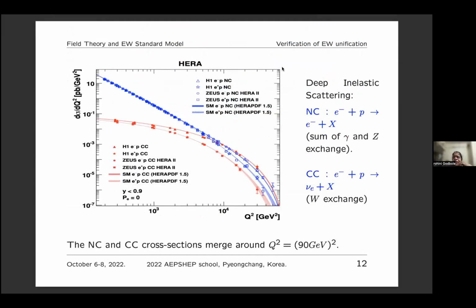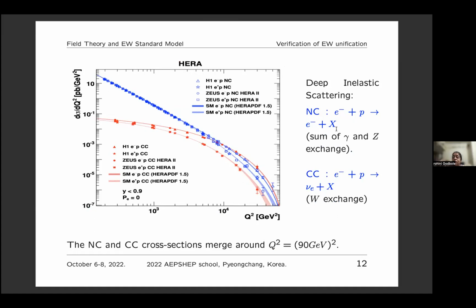Now, this is something that you may not have seen. This is one experiment that perhaps people even have forgotten, but this is another beautiful proof of the verification of the electroweak theory. And this is from the experiment called HERA at DESY. This is the electron-proton collider, which stopped working in 1995 maybe. And what this does is that this compares in the deep inelastic scattering cross sections for two processes. Electron plus proton going to electron plus X.